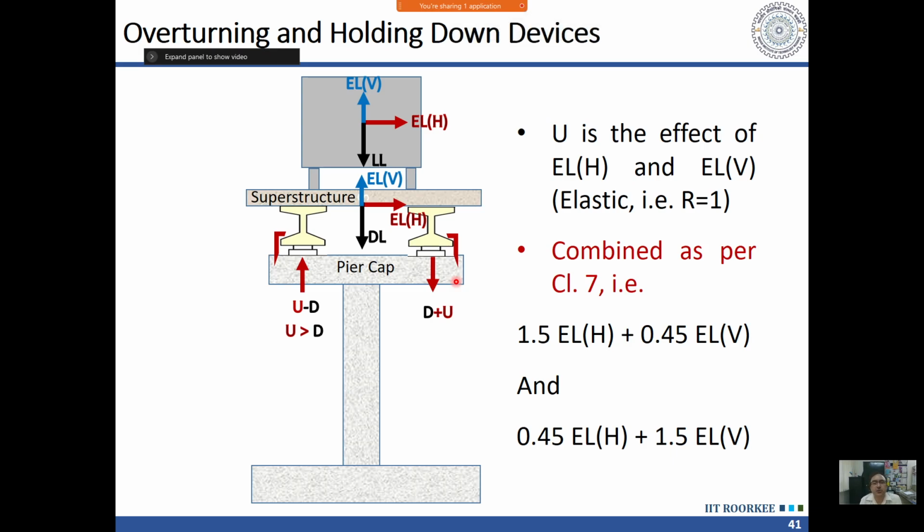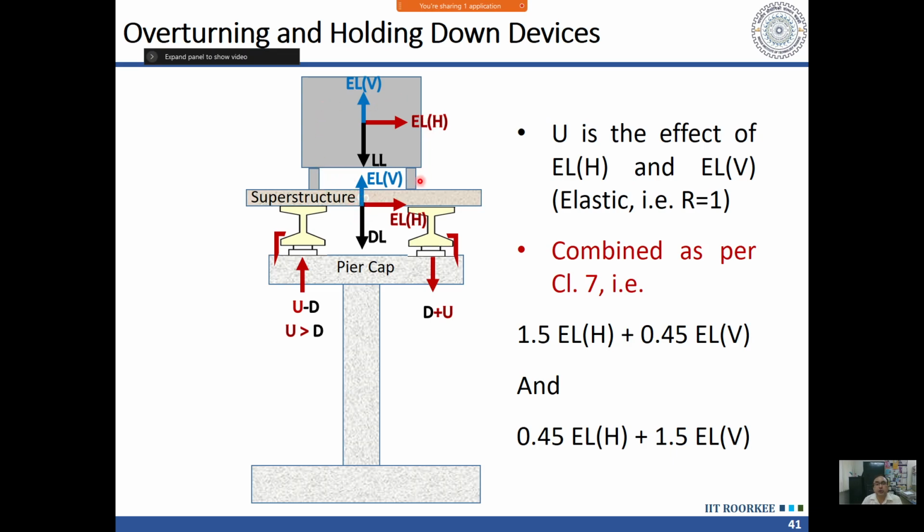Now our code, IRS code, is quite clear, and it has been included in SP 114 also for overturning. Earlier code was silent about this, and many of our old designs may be unsafe from the point of view of overturning of the superstructure. The superstructure itself can overturn, because the earthquake force will be applied at the center of mass. At the center of mass of the superstructure, we will have a horizontal component in the transverse direction, which arises because of the mass of the superstructure.